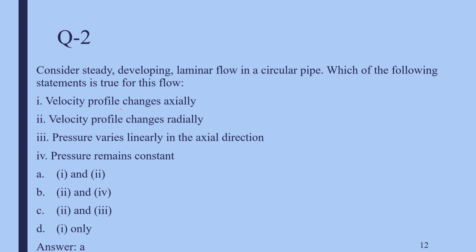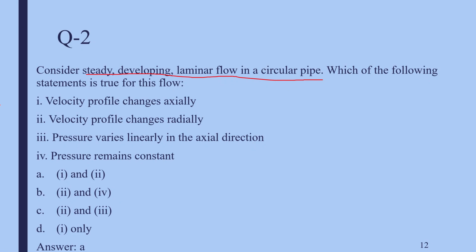In the first statement, it is velocity profile changes axially. Second, velocity profile changes radially. Option 3, pressure varies linearly in the axial direction. Option 4, pressure remains constant. So read the question carefully. In the question it is asked to consider steady developing laminar flow in a circular pipe. To find out which of the following statements is true, we need to know how the flow behavior inside the circular pipe would be when we are dealing with a steady developing laminar flow.